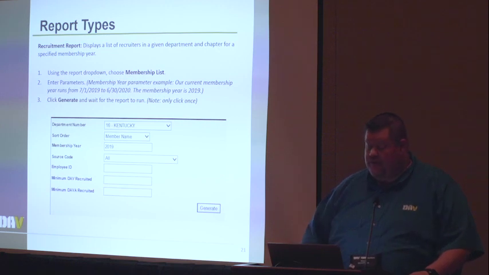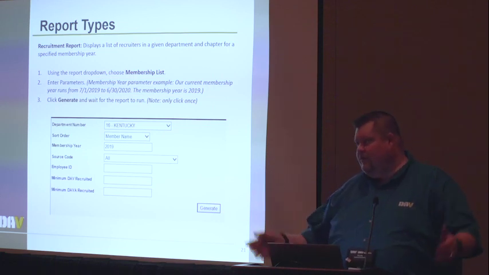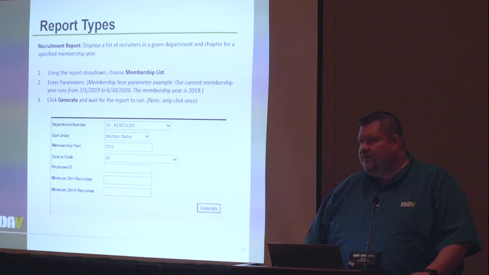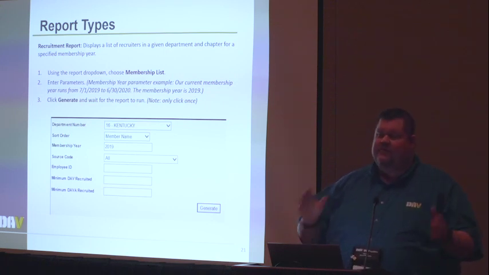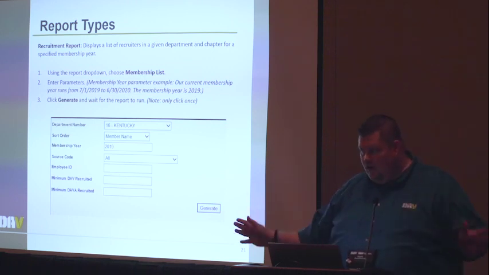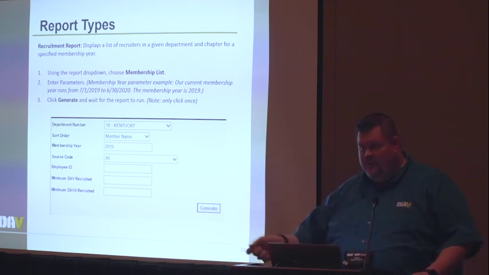So the recruiter report displays the list of recruiters in any given department or chapter for a specified membership year. So folks that have signed people up, this is where you can see what your end-of-year membership awards are going to look like, that sort of stuff, okay? We've got a pretty aggressive goal this year, 36,000 new members or so, under our new goal. Remember, part life members count toward goal. Conversions, part life to full life, no longer count toward goal. So we want new paid members.